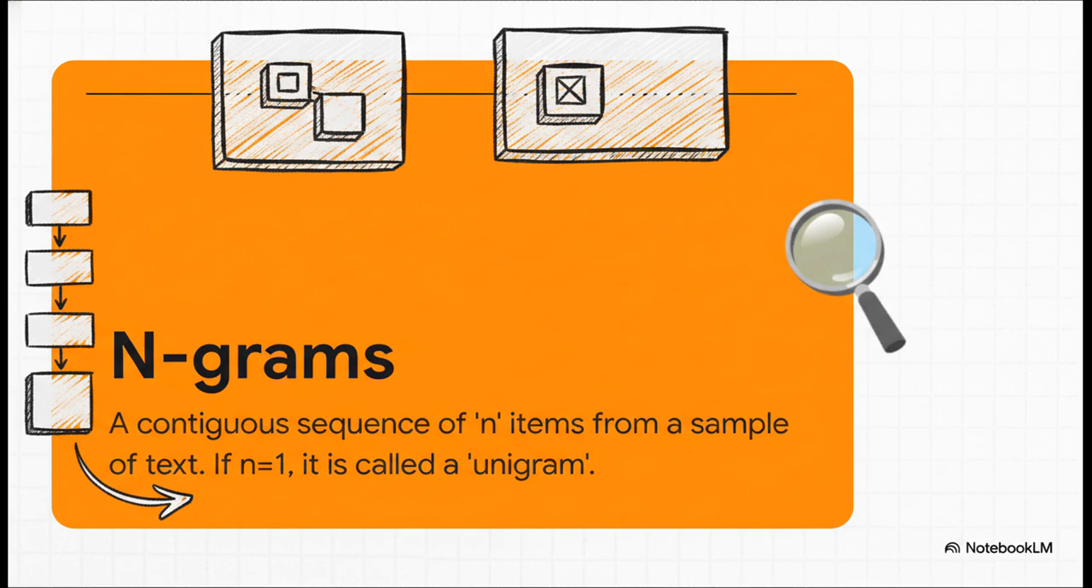Well, we use a concept called N-grams. It sounds complicated, but it's really not. It's just a sequence of N items from a text. If N is 2, you get two-word phrases called bigrams. If N is 1, you get single words, which are called unigrams. For our example, let's keep it simple and just stick with unigrams.